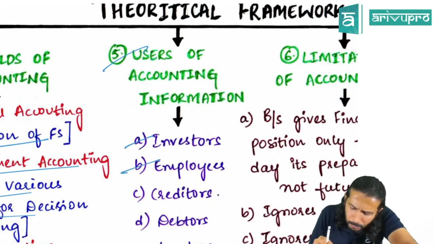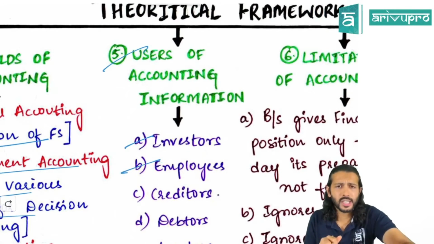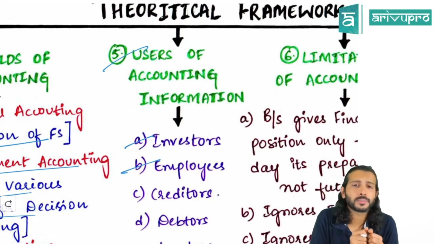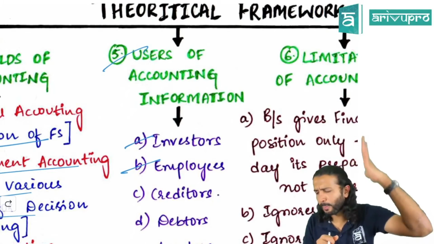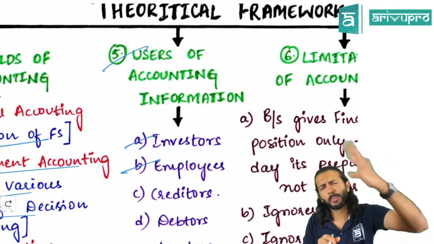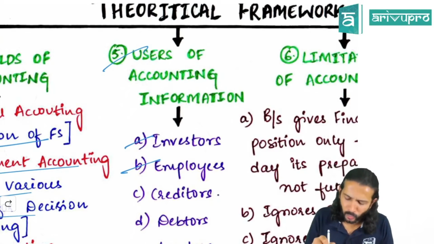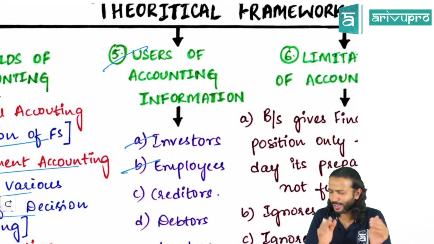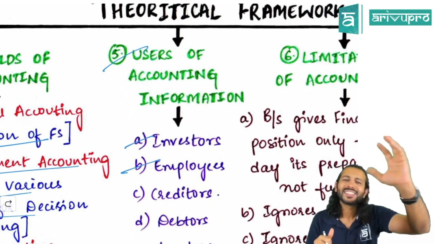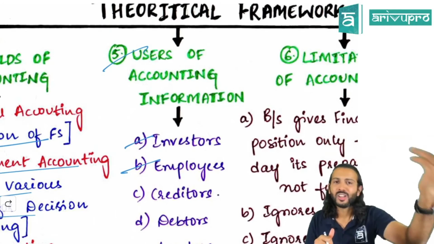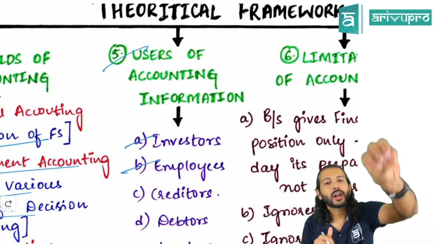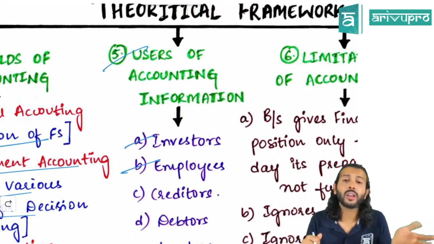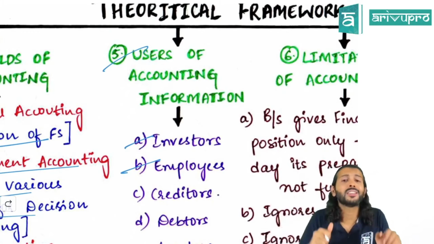Next is employees. Can employees use financial statements or accounting records? Yes. If the company made wonderful profits this year, bumper profit, what will the employees tell? Hey, give me bonus, Deepavali bonus, please give me a salary hike. So based on accounting records, they can decide how much bonus they need to ask for, or they can also decide how long they should stay in this company.